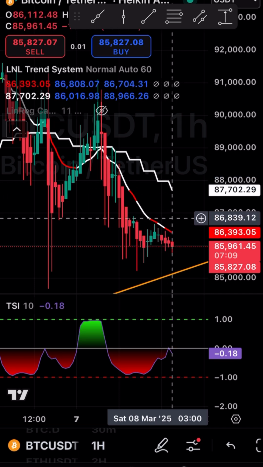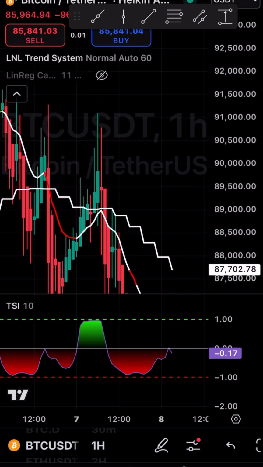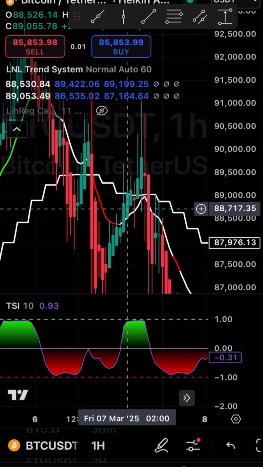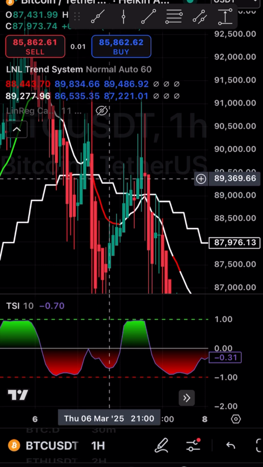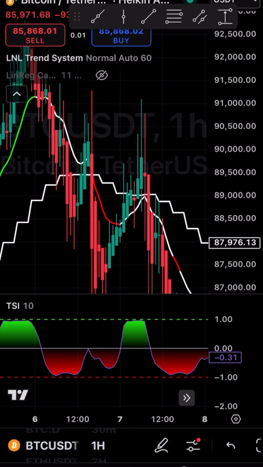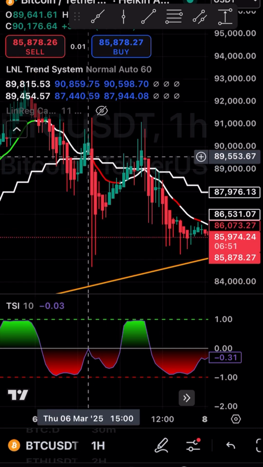I find that this is the best on the hour. So you want to wait for these two lines to cross. The last time that they crossed was right here, where it picked up the big dump that just happened. So you enter your trade right here, and you ride it out.